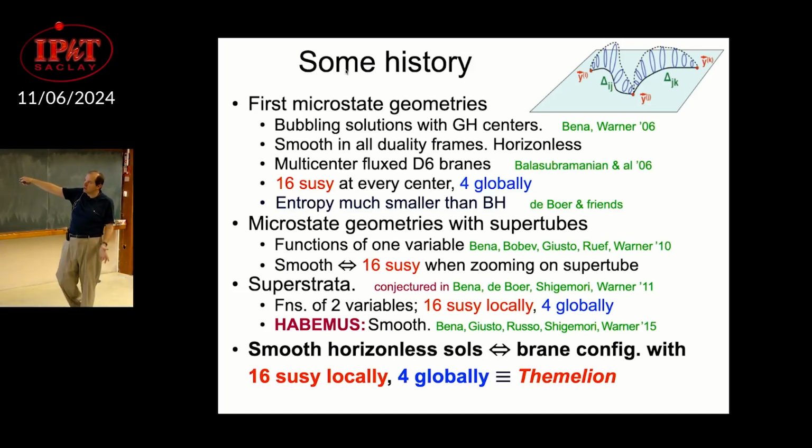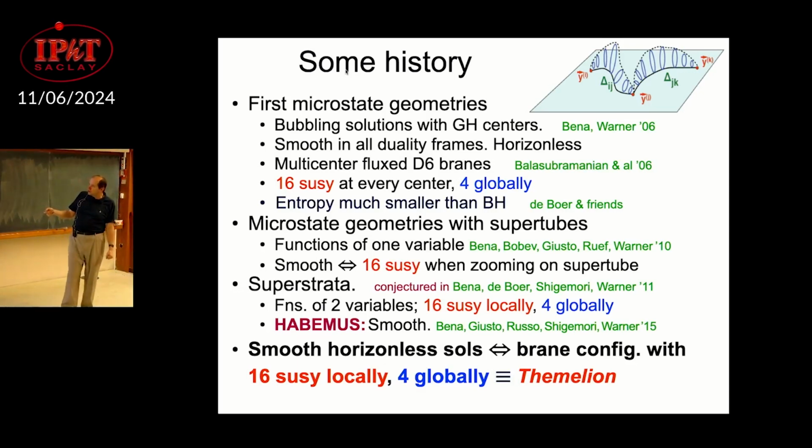The entropy, of course, is much more than the black hole. Jan de Boer, Shigemori, and Dieter Van den Bleeken and Elias Moumni counted it. It doesn't work, but it's a small entropy. But still, the idea is smooth solutions, 16 supercharges locally. Then we did another paper, a few years afterwards, where we put one of these guys to fluctuate, we put a supertube. Again, same phenomenon. Smooth solutions means 16 supercharges locally.